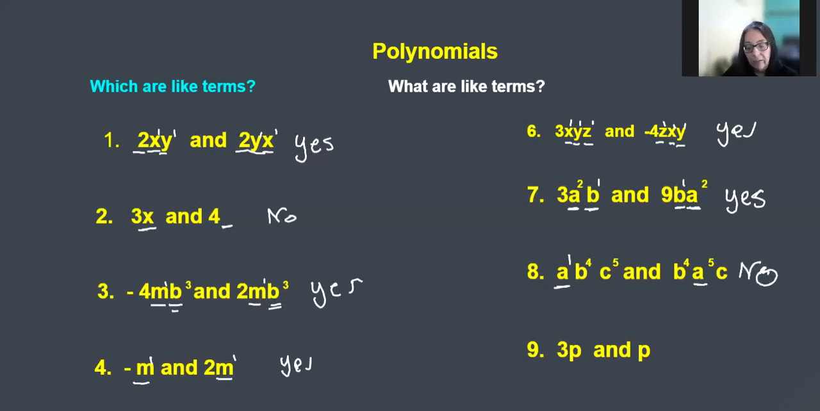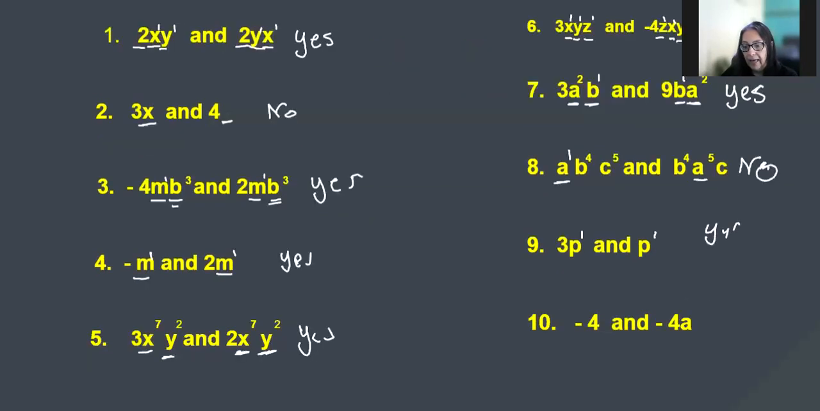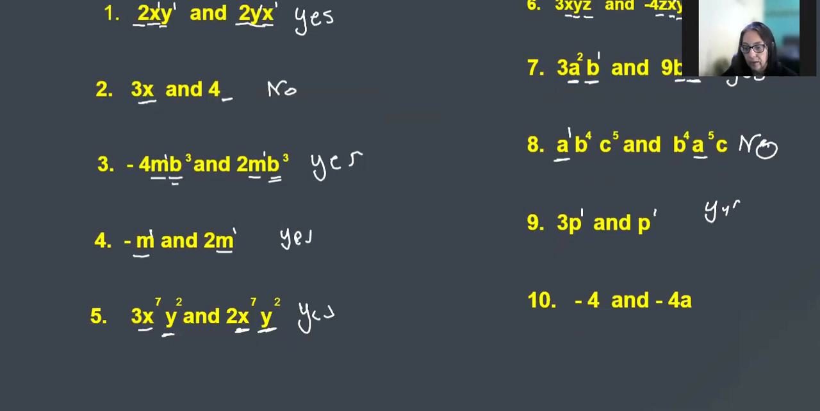And let's take a look at the next one here. I've got 3p, that's p to the 1, and I've got p to the 1. They're both p to the 1s, so yes, they are like terms. And then our last one. Here I just have the number -4. In the other one, I have -4a. This one has an a, so to be like terms, this one would have to have an a, so they are not like terms. No.